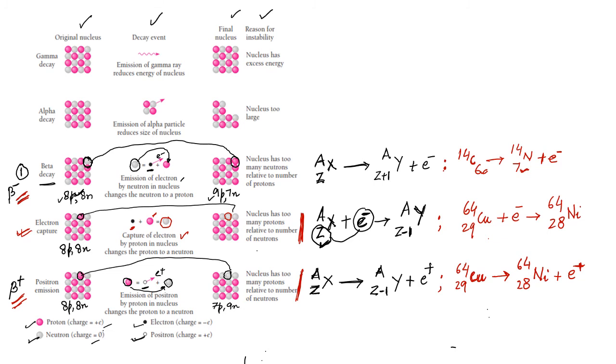Then, if we have a very heavy system in which A is greater than 200 or Z is greater than 82 or 83, then those systems undergo alpha decay.